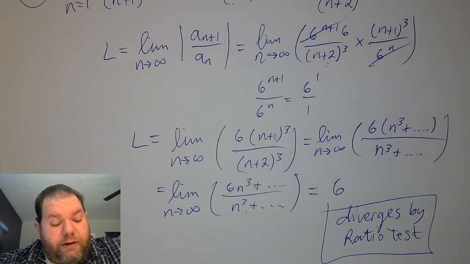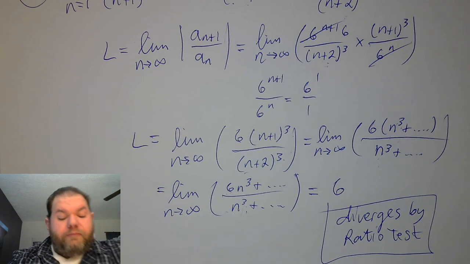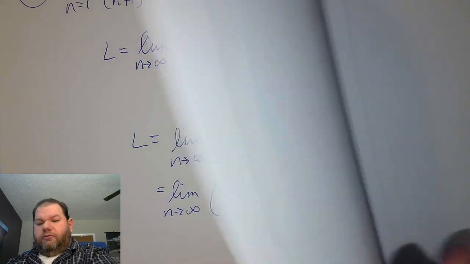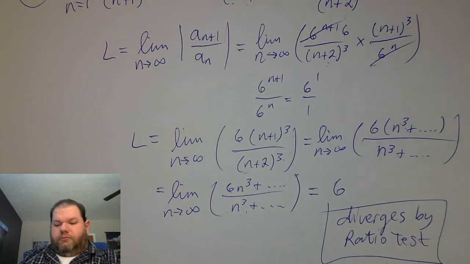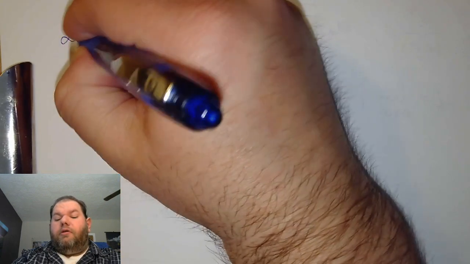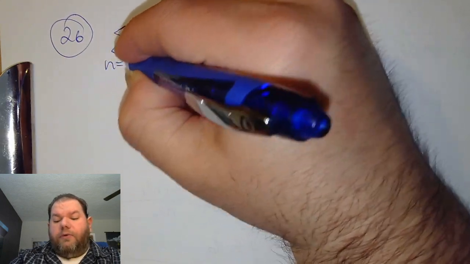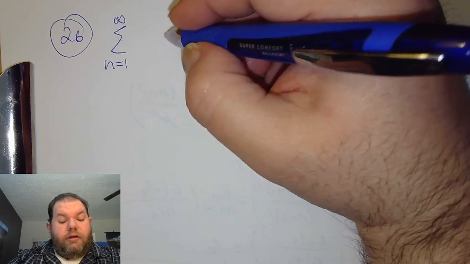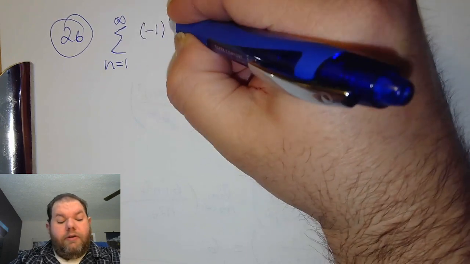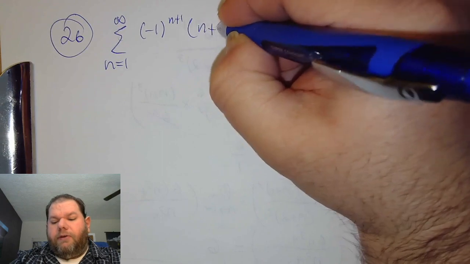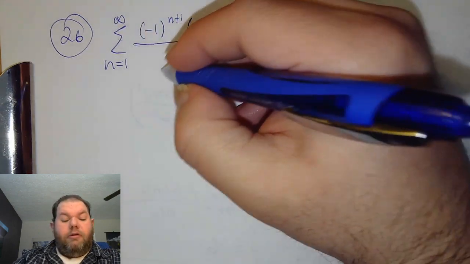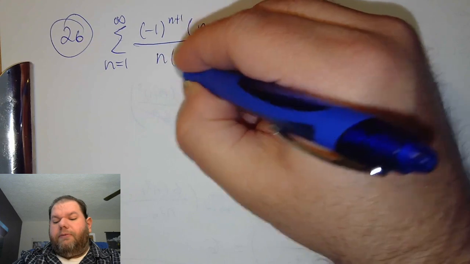Let's look at 26. We have the sum, n equals 1 to infinity. We have negative 1 to the n plus 1 times n plus 2 over n times n plus 1.